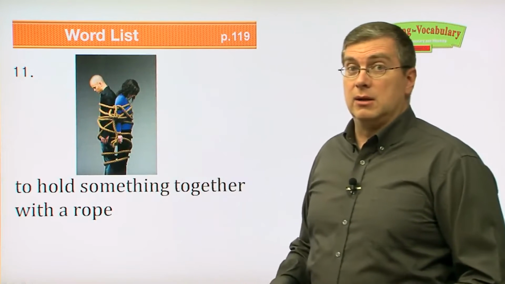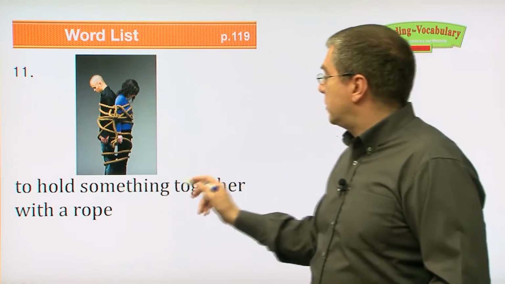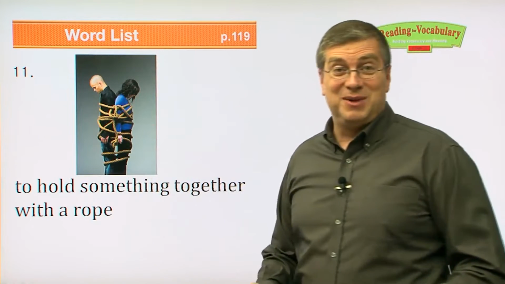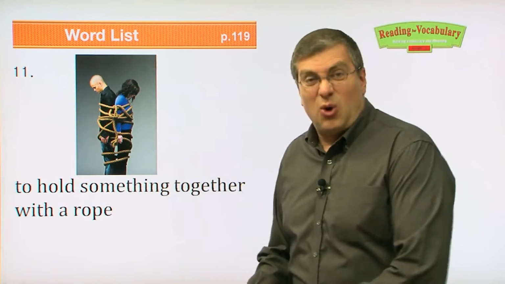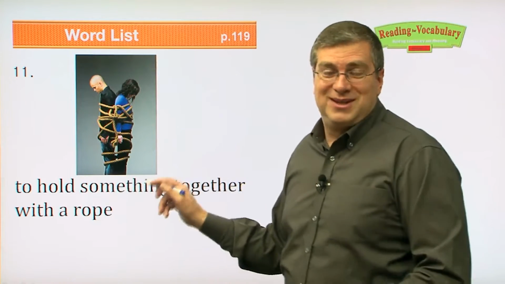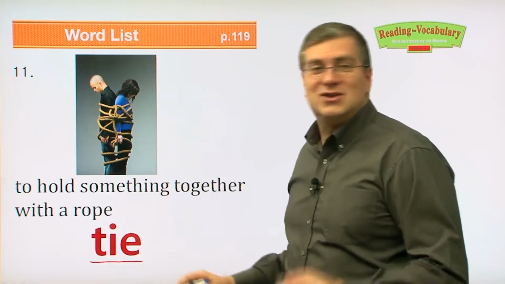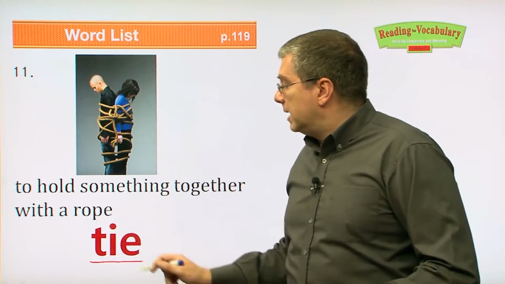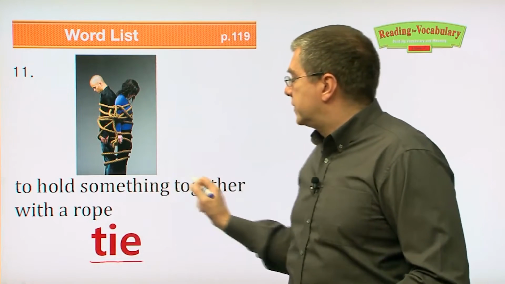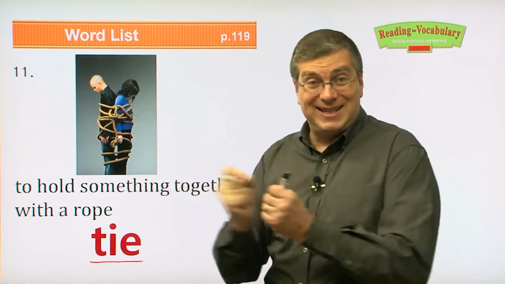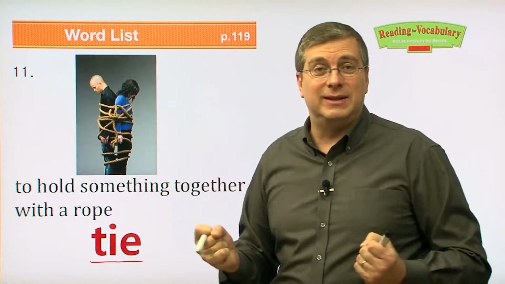Uh-oh, what happened here? To hold something together with a rope, right? Now, this is an extreme example. Usually you hold your shoe together with rope. Don't tie people up with rope, right? But what this is, tie. I just used that word, tie. Tie is a verb to hold something together with a rope. So if these two people are tied together, they're tied together.